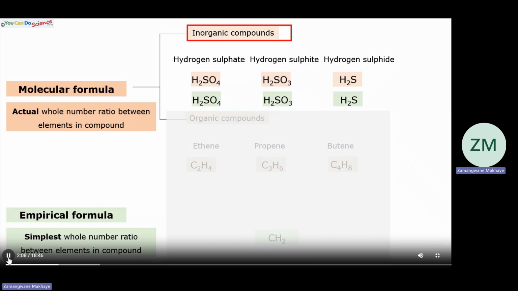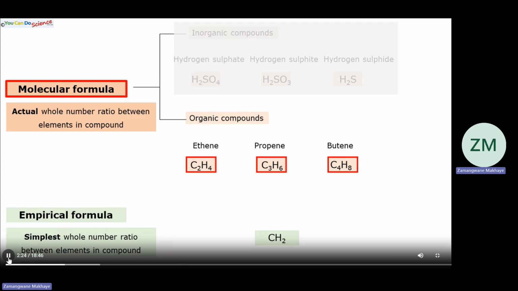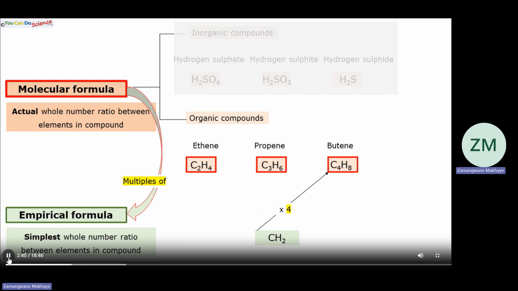With inorganic compounds, the molecular and empirical formulae are the same. With organic compounds, the empirical formula is not always the correct molecular formula. Look closely. The molecular formulae are multiples of the empirical formula. For ethene, the empirical formula is multiplied with 2. For propene, with 3. And butene, with 4.